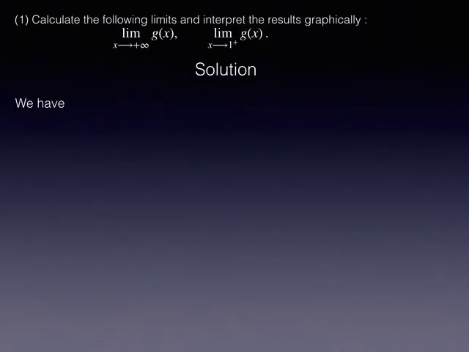So first of all, we need to calculate the limit at plus infinity and 1 plus. So g of x, which is x squared plus 2x over x minus 1 squared, can be written also as x squared plus 2x over x squared minus 2x plus 1. So in this question, the second expression is easier for us to use.